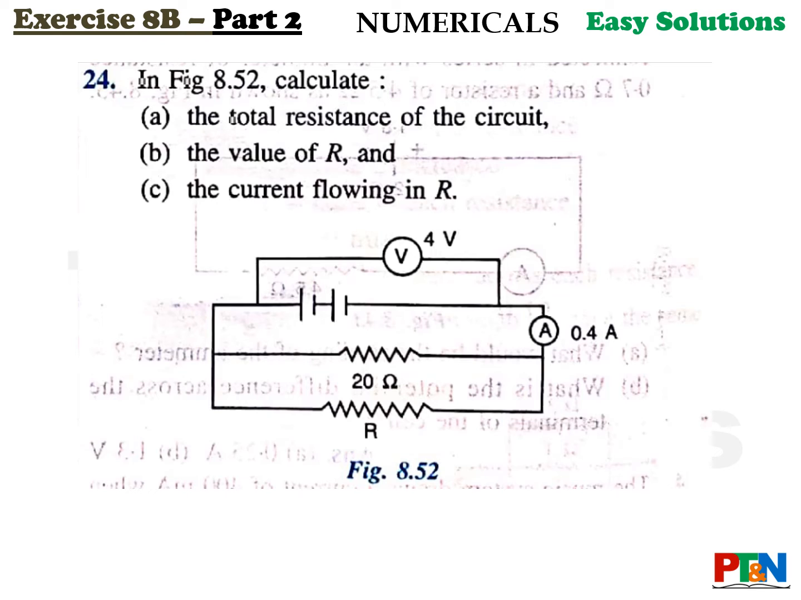Next one, look at the circuit diagram again. Three questions are given: total resistance in the circuit, value of R, and current flowing through R. Let's look at the solution.